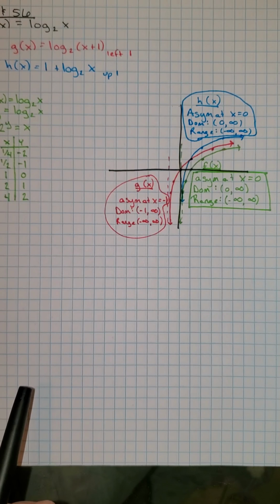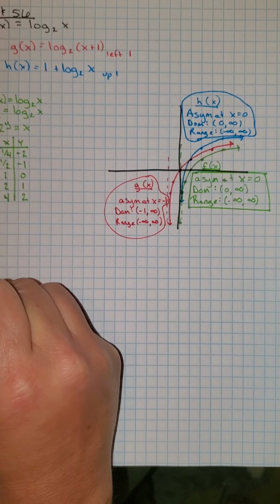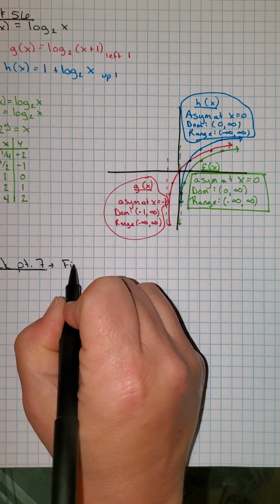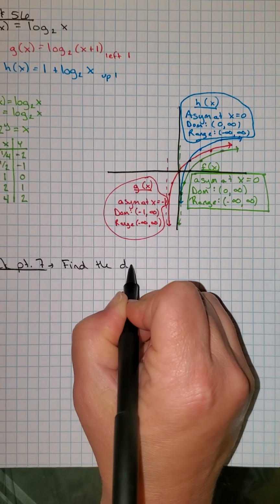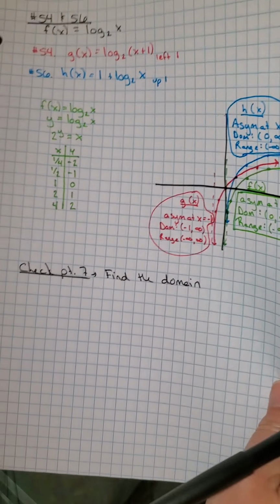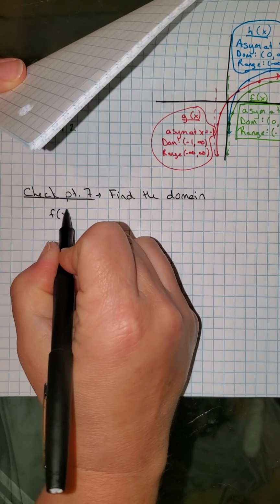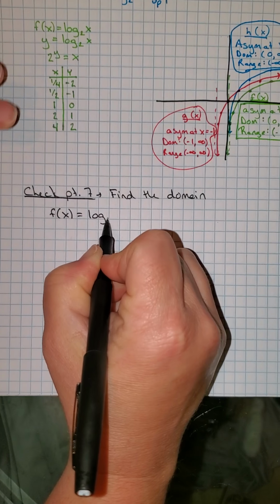Next thing, okay, let's talk about the domain without the graph. So we're going to go to checkpoint 10, I believe. Oh, no. Okay, checkpoint 7. So we're going to find the domain without a graph. Alright, and we're given f of x equals log base 4 of x minus 5.